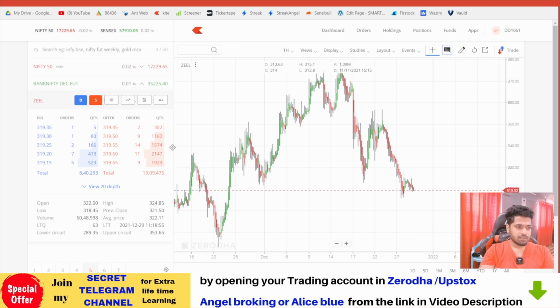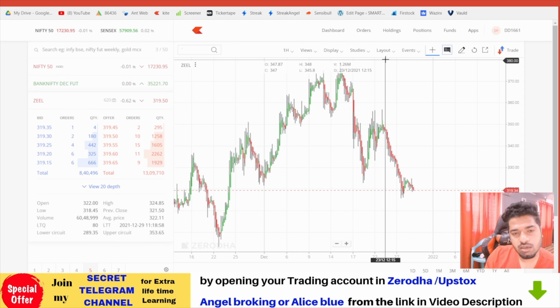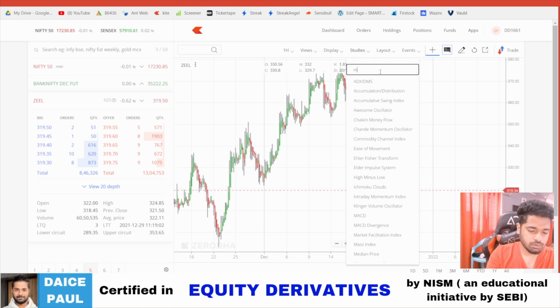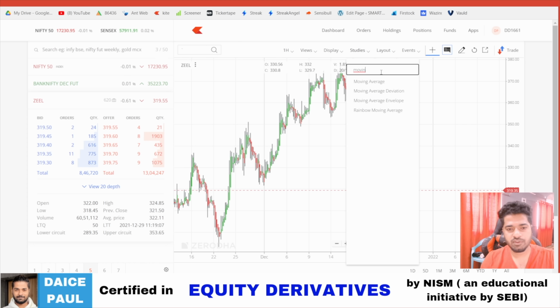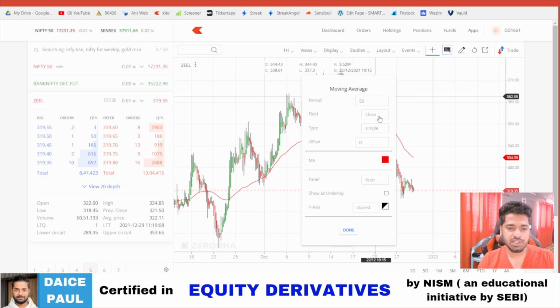Okay. So anyways, Zeal. For Zeal, we can use the basic moving average. Whichever broker you're using, I'm using Zerodha here for example. I will add a moving average.